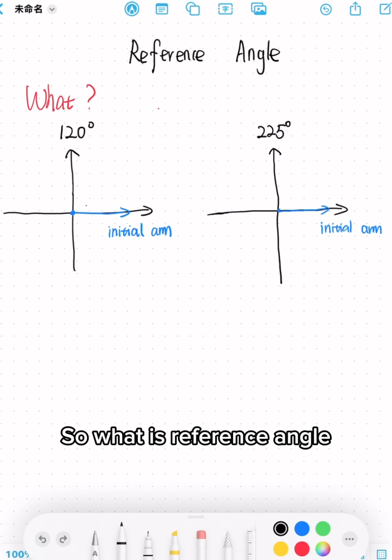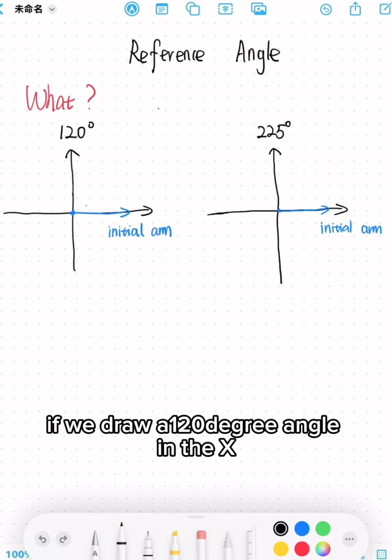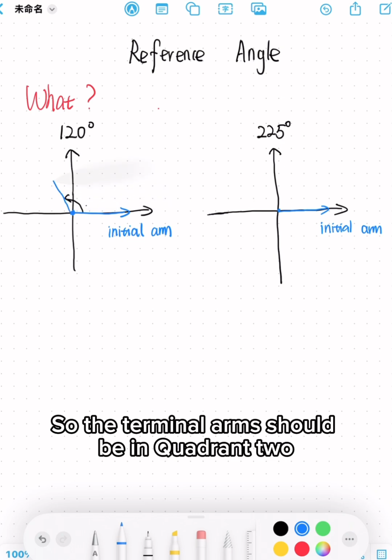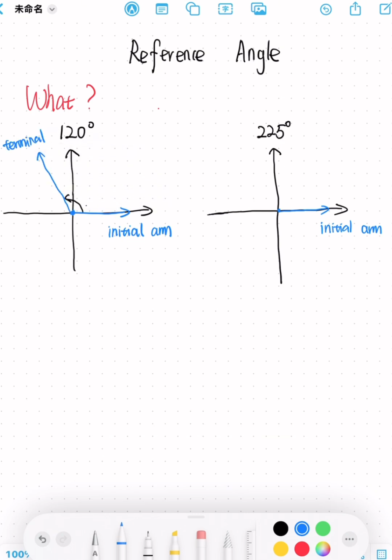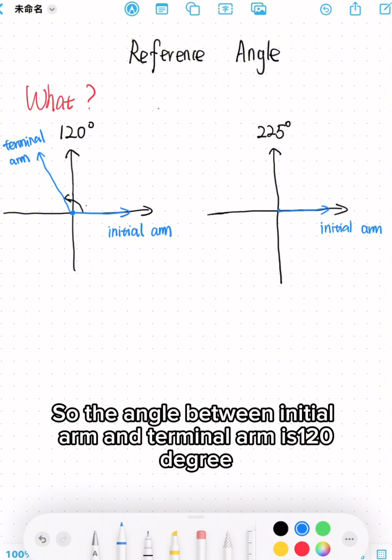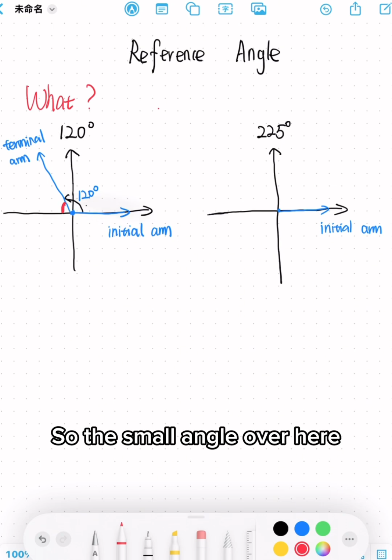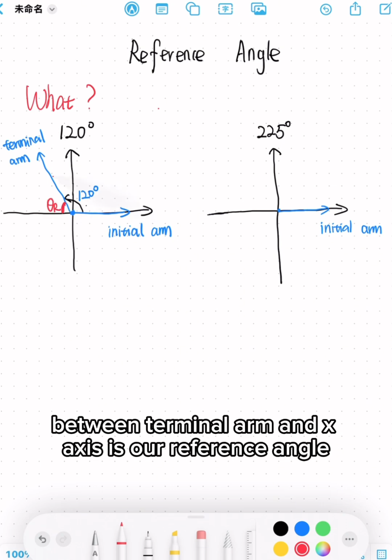So what is a reference angle? If we draw a 120-degree angle in the xy plane, I start from the initial arm and then rotate it counterclockwise. The terminal arm should be in quadrant 2. This is the terminal arm, so the angle between the initial arm and the terminal arm is 120 degrees. And where is the reference angle of this 120-degree angle? The small angle over here between the terminal arm and the x-axis is our reference angle.